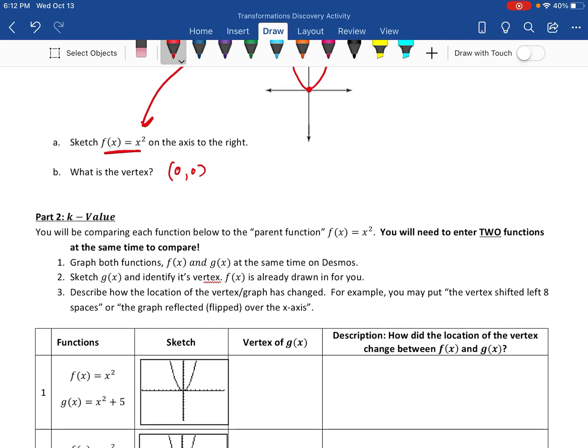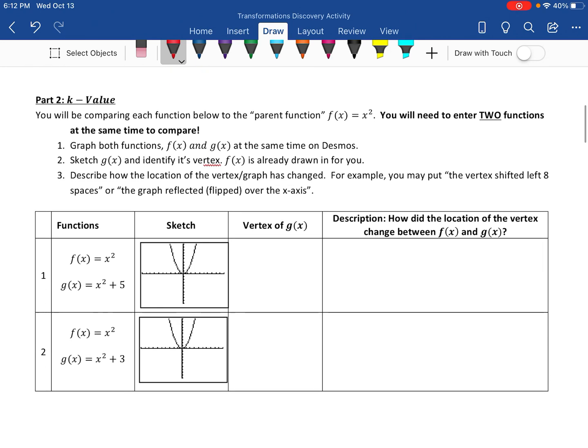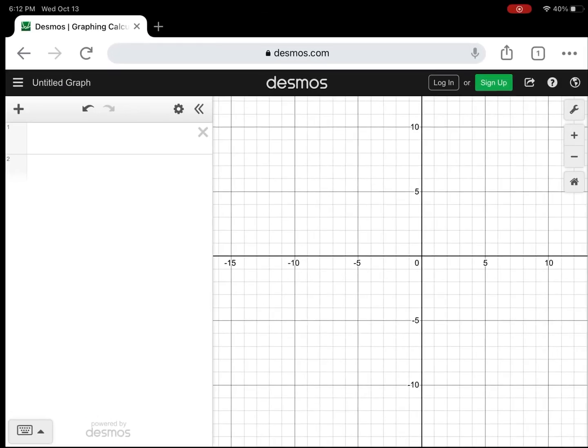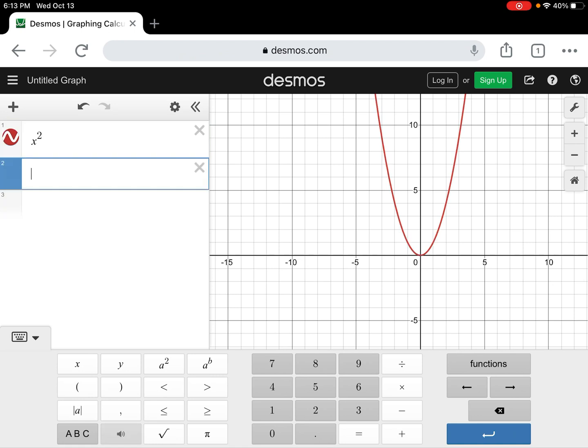For example, did the vertex shift left 8 spaces, or did it reflect, or flip over the x-axis, and whatnot? We're going to go ahead and do number 1 together. So f of x is equal to x squared, and g of x is equal to x squared plus 5. I'm going to go to the Desmos site and type both of those functions in. I have x squared as one of them.